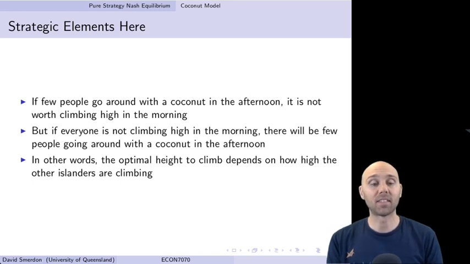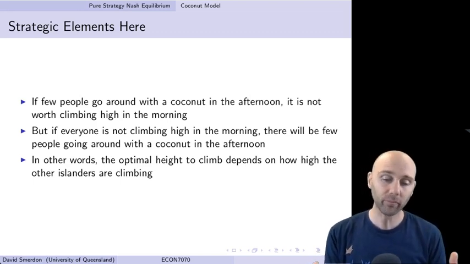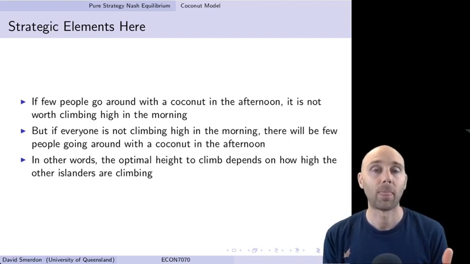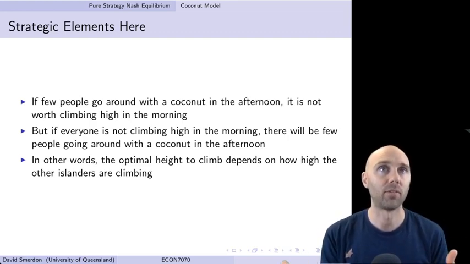Well, why is this a strategic game? Well, if few people go around with a coconut in the afternoon, then it's much more difficult to trade and find a partner.